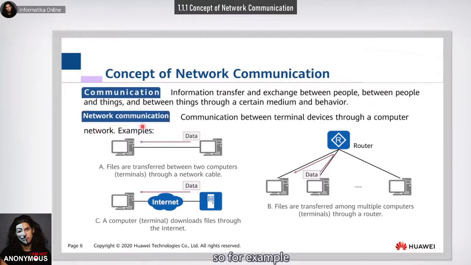For example, if one computer needs to download some data from another computer which is directly connected to it, that is communication. Or a file transfer between two networks which are not directly connected, but are connected using a router, is also communication. Or if a computer downloads data or files from a server through the internet, that's also network communication.